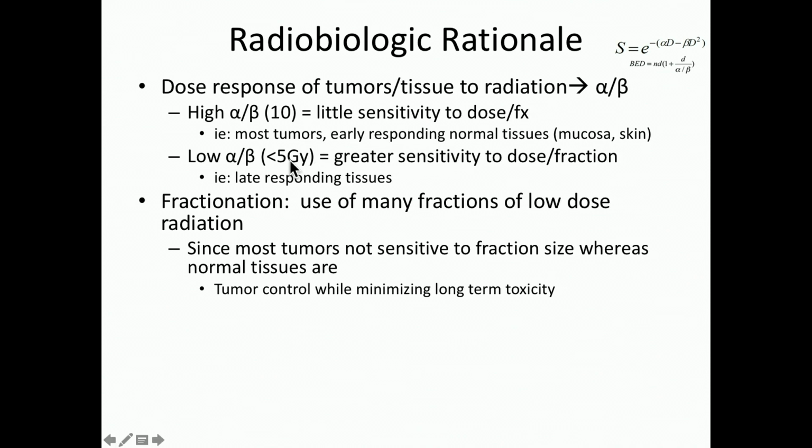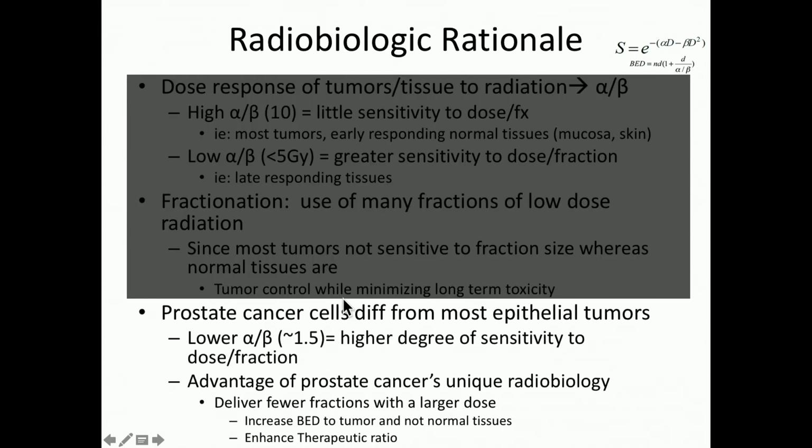Low alpha-beta ratio tissues have a greater sensitivity to the dose per fraction employed. That's emblematic of late responding tissues. So for prostate cancer, the rectal mucosa and bladder. And so the concept of fractionation is to exploit the difference in sensitivity between tumor cells and the late responding normal mucosa. And so the rationale has always been, since most tumors are not sensitive to fraction size, whereas normal tissues are, you simply increase the dose in lower fraction numbers.